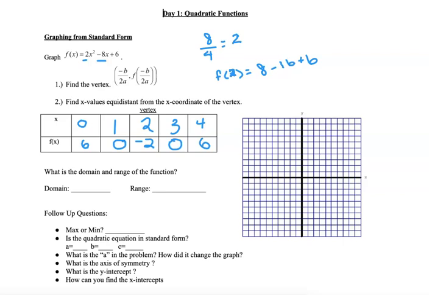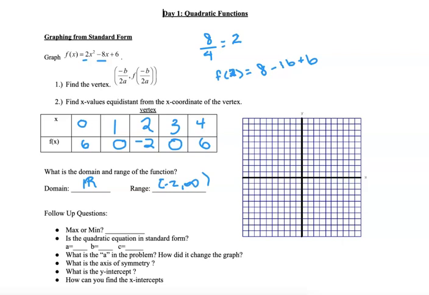Now we talk about the domain and the range of our quadratic. Domain of every quadratic is all real numbers. The range will start at the vertex, and in this case go up because I have a positive leading coefficient. So I want to start at negative 2, and I want to go up to infinity. Now I'm going to go ahead and graph it.